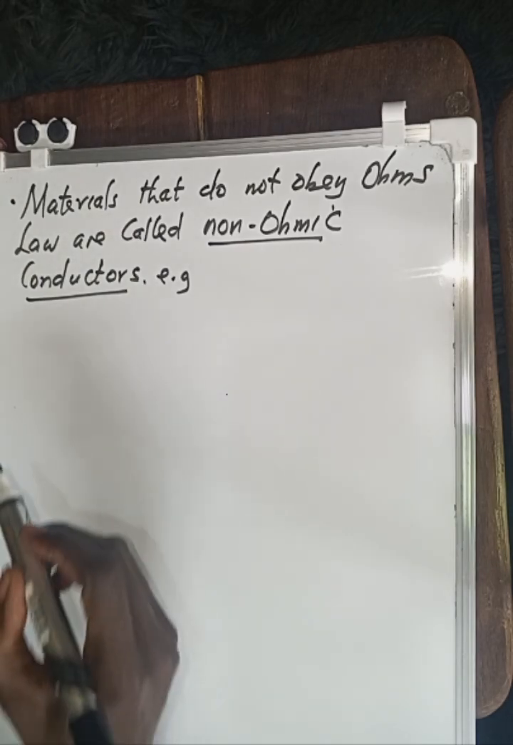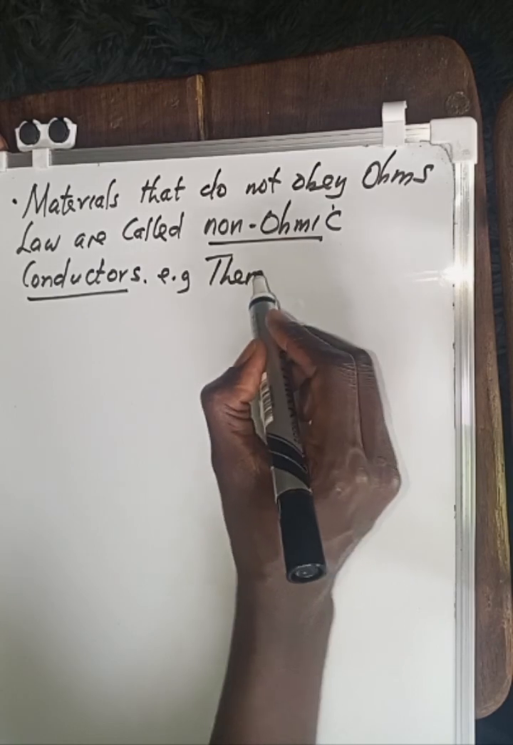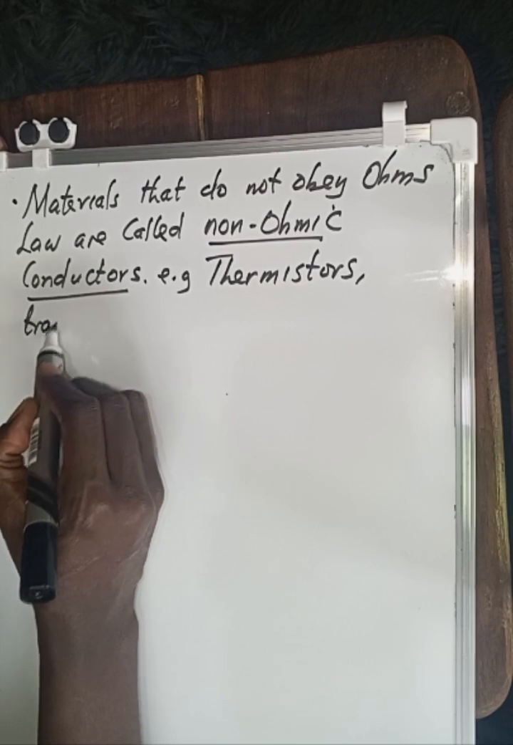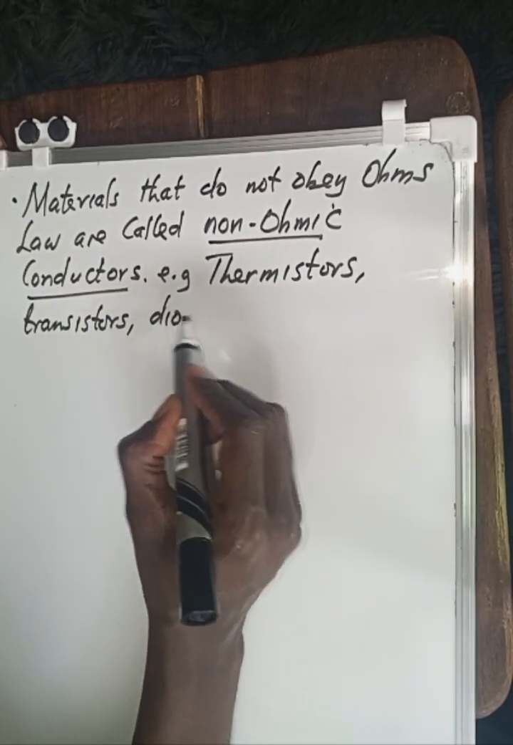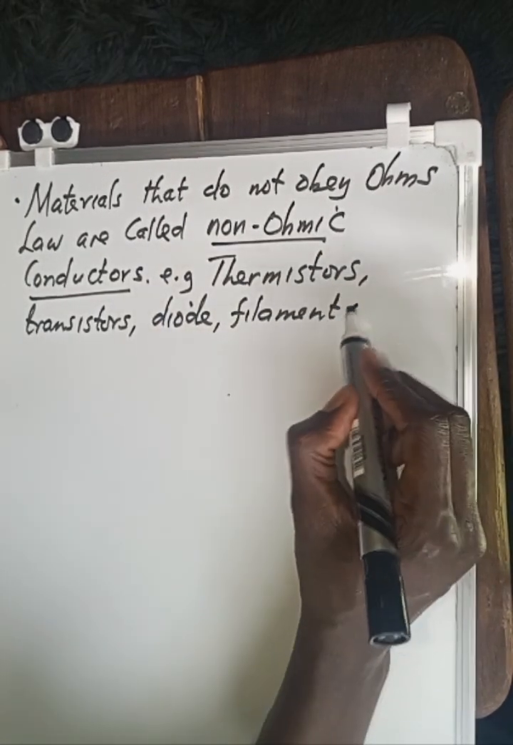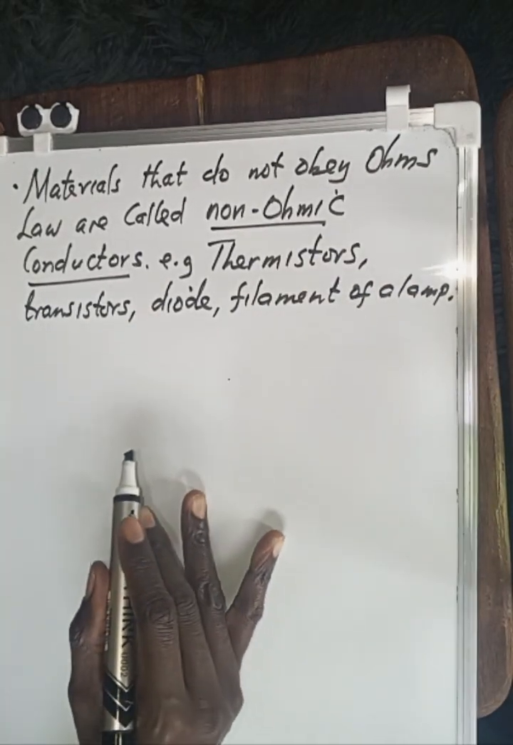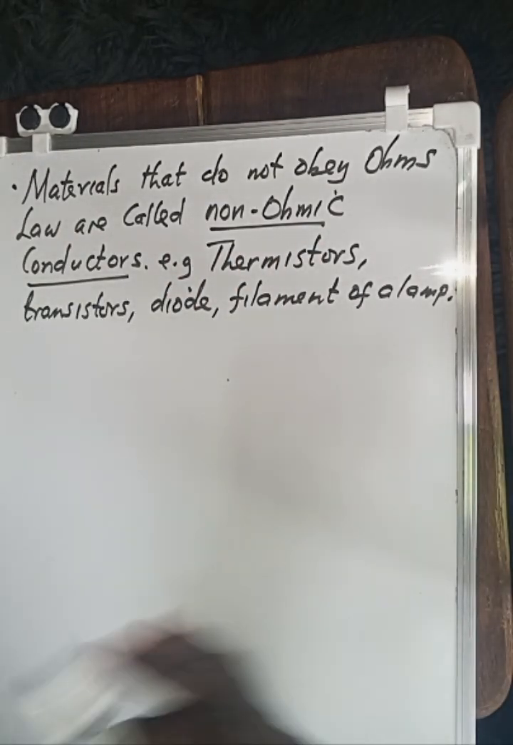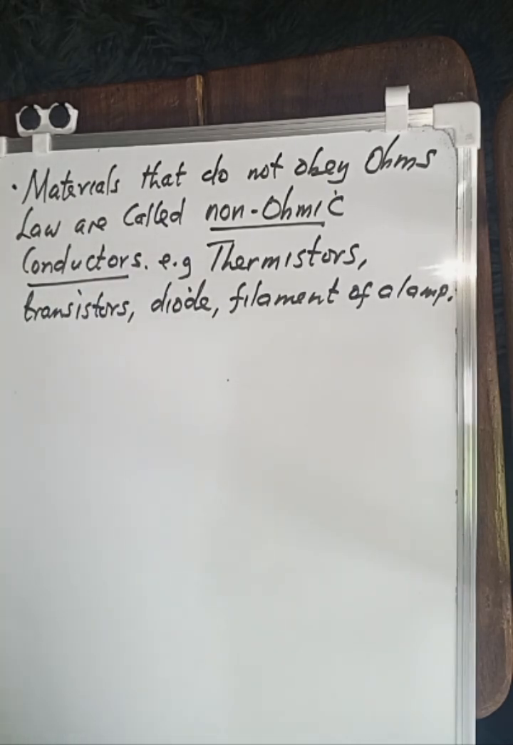And examples of non-ohmic conductors may include thermistors. I can also talk about transistors, a diode, and the filament of a lamp. Those may not obey Ohm's law, and therefore we refer to them as non-ohmic conductors. So in the exam, they can ask you to give examples of non-ohmic conductors.